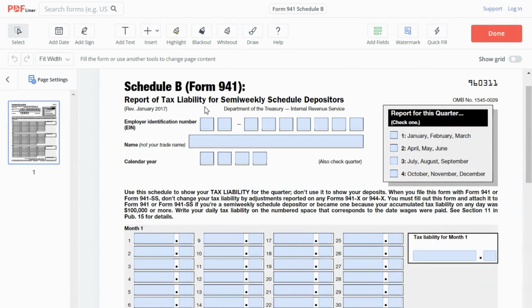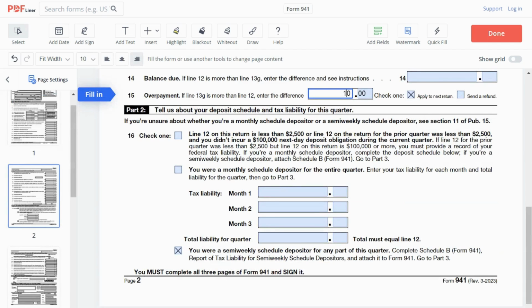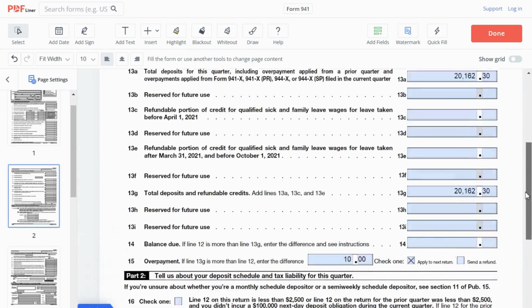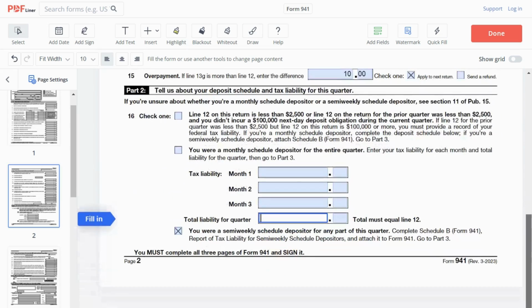This means that we also would need to complete a Schedule B of Form 941 and attach it to this form. But if you are a monthly depositor, you would need to write an exact amount of taxes you deposited during the last 3 months and calculate the total. The total should match line 12. If it doesn't, recheck your calculations.